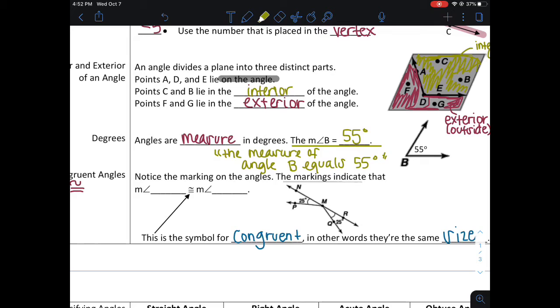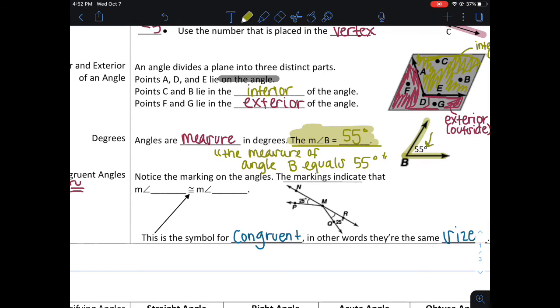Okay, next we're going to talk about how to measure an angle by using degrees. Angles are measured in degrees. For example, the measure of this angle over here, angle B, is 55 degrees. Now don't get confused. This has a degree sign next to it, that little bitty circle. So we can't call this angle 55 just because there's a number in the corner. Since it has a degree symbol, that means this angle is 55 degrees in measurement. The way that you read this is by saying the measure of angle B equals 55 degrees.